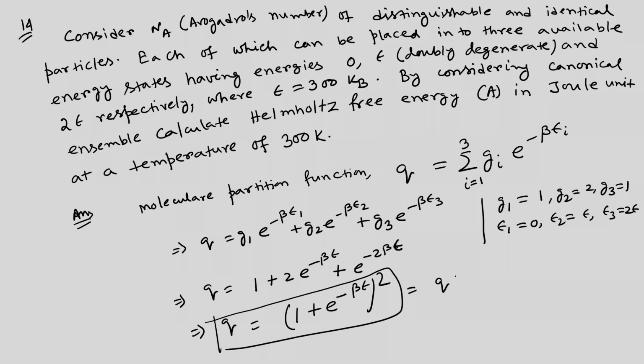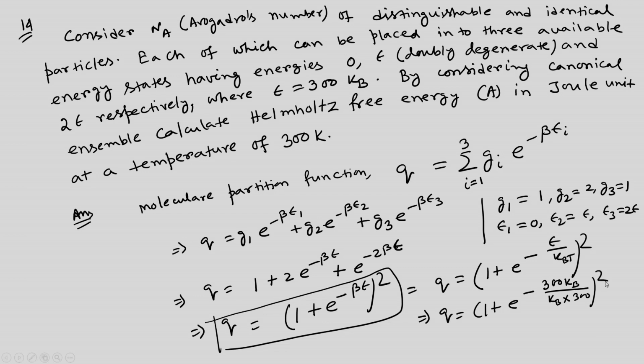So, q is (1 plus e to the minus epsilon by kBT) to the 2, and the value of epsilon is given as 300 times kB. So, if we substitute that, we get 1 plus e to the minus 300 times kB by kB, and the temperature is given as 300, to the 2. So, the value of q is (1 plus e to the minus 1) to the 2. So, this is the value of the molecular partition function of a single molecule.